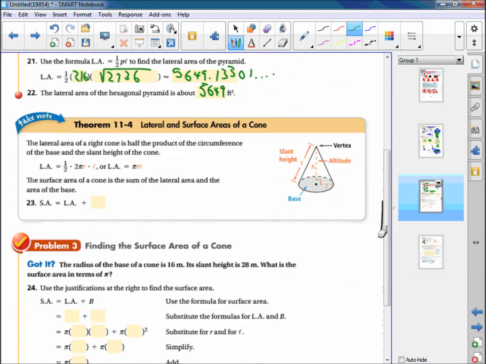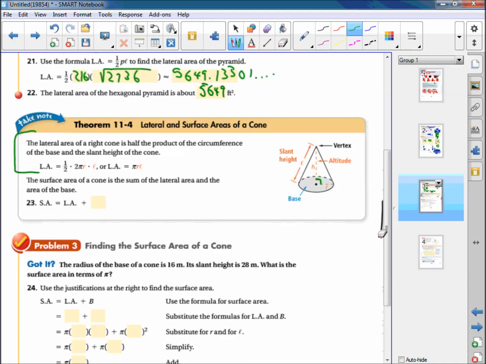All right, so lateral and surface area of a cone. In class, I will show you where this formula comes from. It's kind of neat to derive it, but it's hard to do in the little space that we have here. So the lateral area of a right cone is half the product of the circumference of the base and the slant height of the cone. Notice we're still talking about right cones and right pyramids. So we need to make sure that we have regular bottoms for our polygons for our pyramid, and that the center of the circle is where it's drawn straight up to the vertex. So we have to have a right cone to make this work.